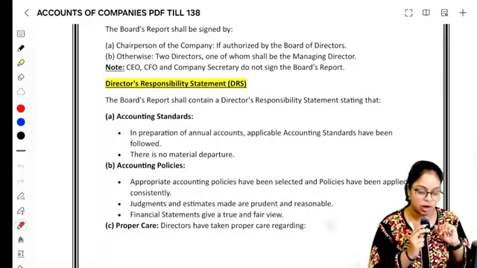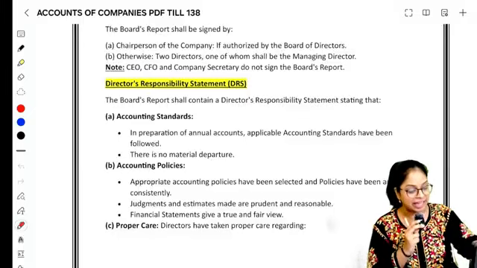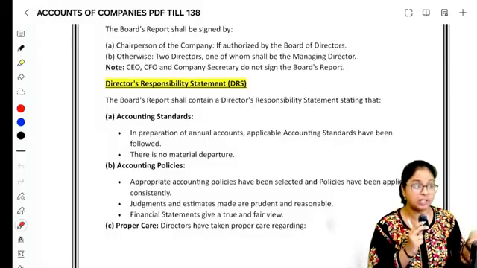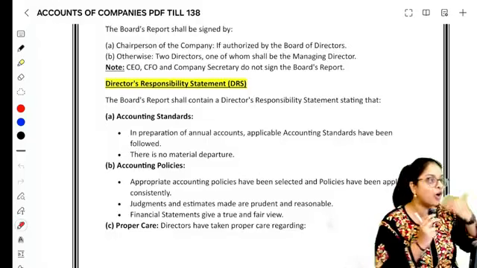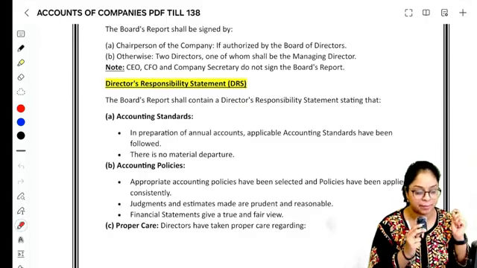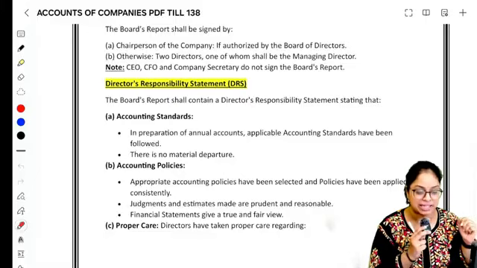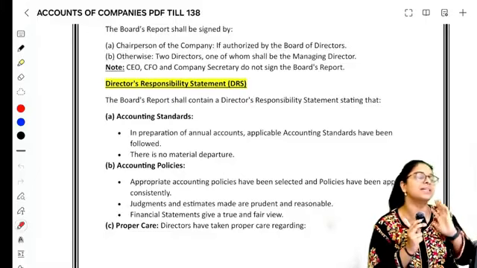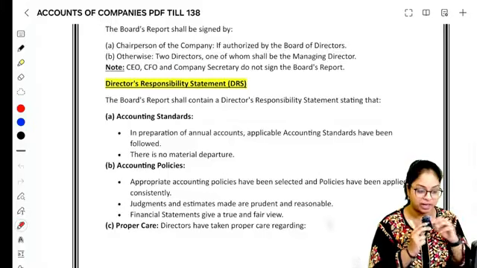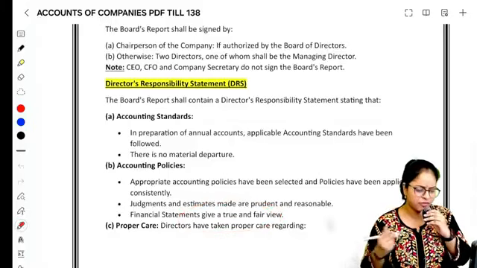This relates to accounting standards. Relating to accounting policies, they will have to write that wherever needed, we have used appropriate accounting policies and applied them consistently, without changing from one year to the next. We have consistently applied the accounting policies. On judgments and estimates, in accounts there will be a lot of judgments and estimates involved. Where judgments and estimates had to be made, we have used our rational and prudent thinking. And the financial statements that are prepared give a true and fair view, right?